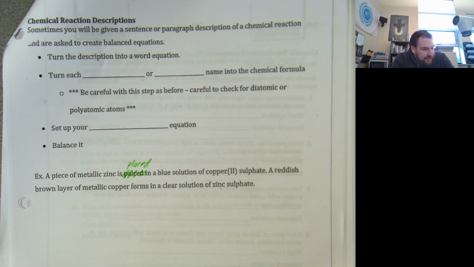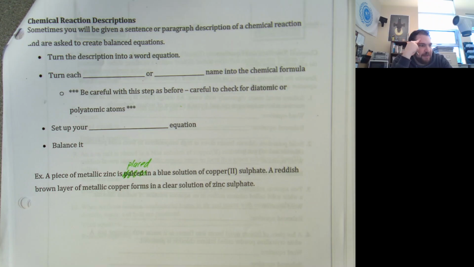Okay, here we go. So, chemical reaction descriptions. This is kind of the peak of where this all goes. We've looked at skeleton equations. I've touched on how to balance those. Word equation to skeleton equations. And now, what happens if I give them to you as a sentence or a paragraph description of a chemical reaction? Or I show you a video.